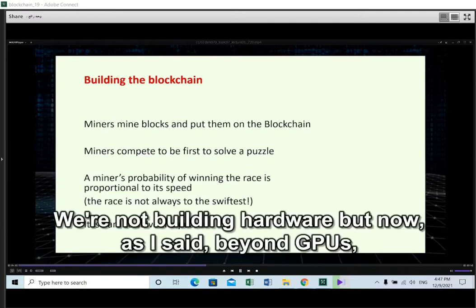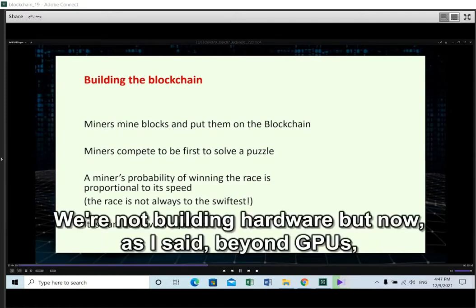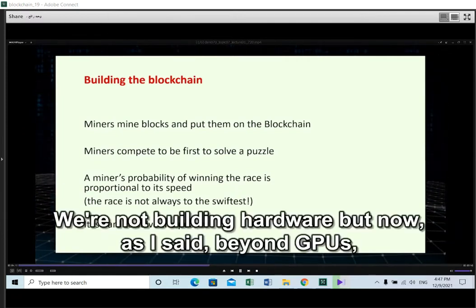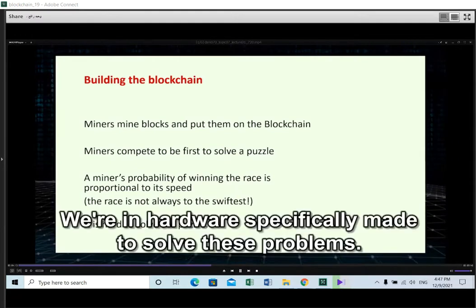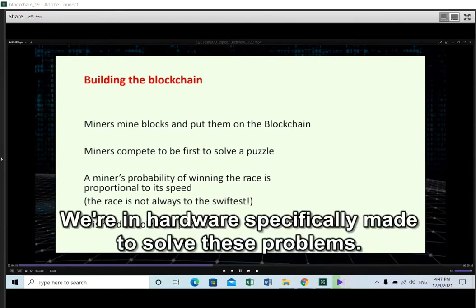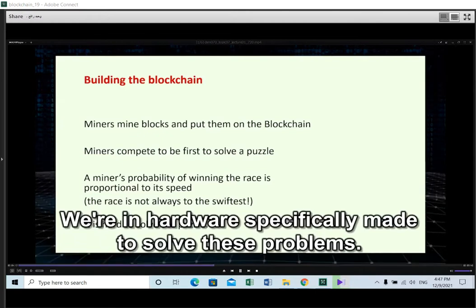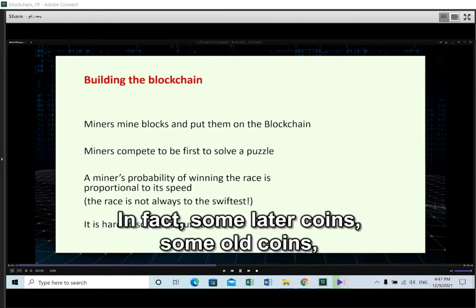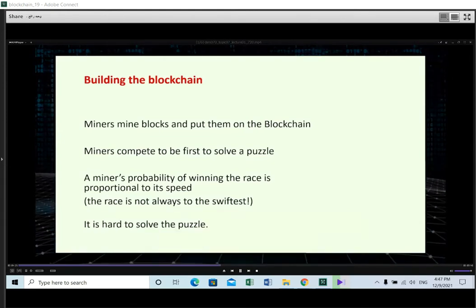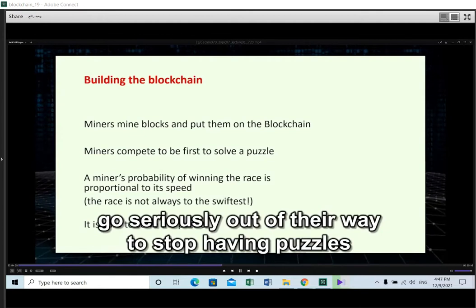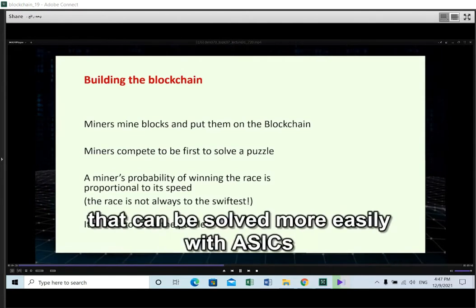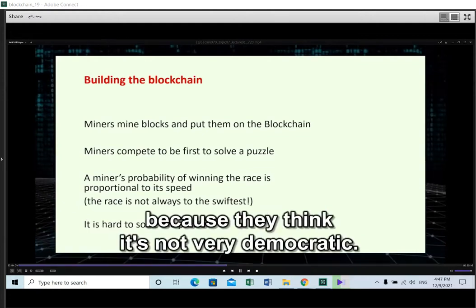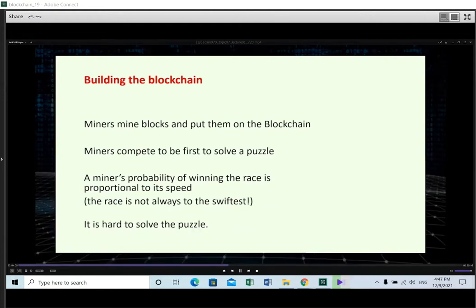We're not building hardware. But now we're beyond GPUs. We're in hardware specifically made to solve these problems. In fact, some later coins go seriously out of their way to avoid puzzles that can be solved more easily with ASICs, because they think it's not very democratic. This is all an aside.